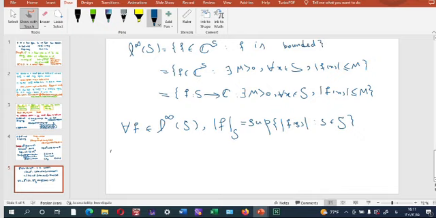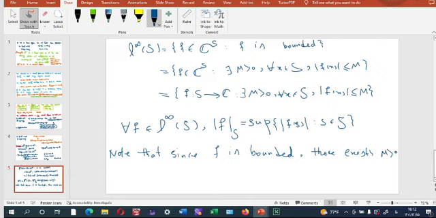Please note that since f is bounded, there exists a real number M such that for any element in S we have this property, by this assumption, so that all of this is less than or equal to M, so that this is a bounded function.